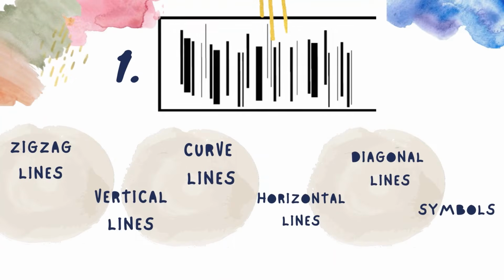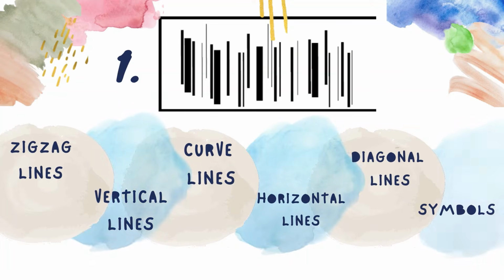Number 1, what line is this? Zigzag line, vertical lines, curved lines, horizontal lines, diagonal lines, or symbols. Write your answer on your answer sheet.